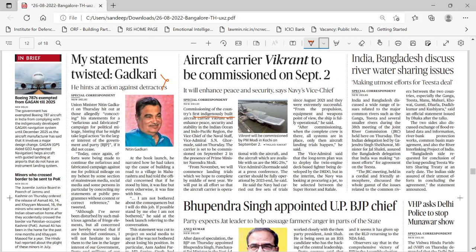Indigenously built Vikrant. Fine. So it is very, very essential to know. Indigenously built means within the country it is built, and it's an aircraft carrier.